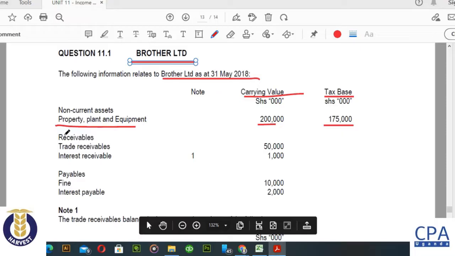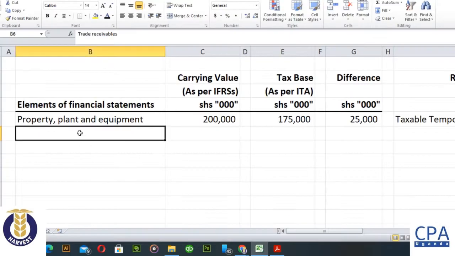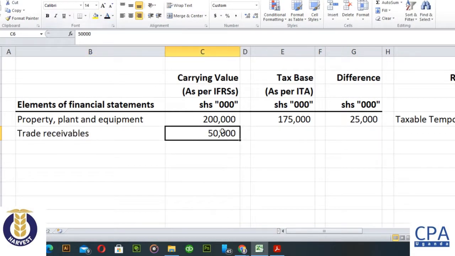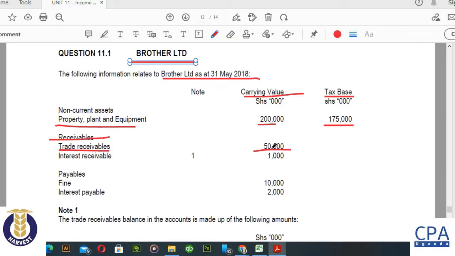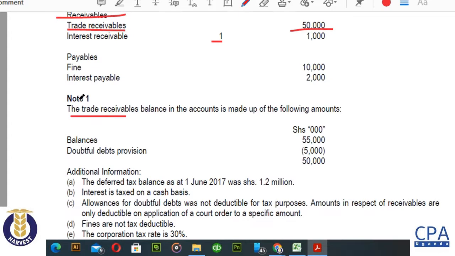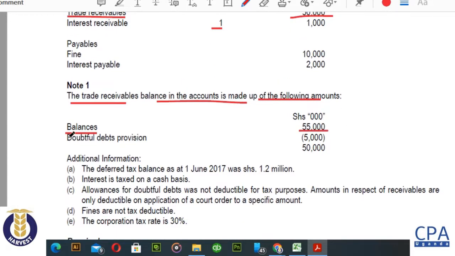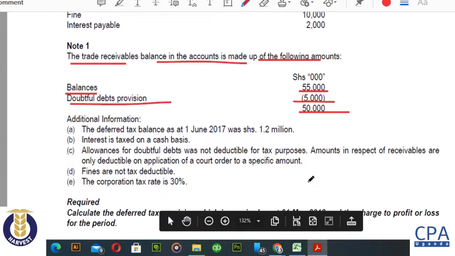Next on our question, our next item is coming from receivables. So we have trade receivables of 50,000 in carrying value. So I bring the trade receivables, that's the 50,000. Now for the case of the tax base, we are given a note. We are told in note number 1 that the trade receivables balance in the accounts is made up of the following amounts. We are given the balance of 55,000, and then we see that the accountant has deducted a doubtful debts provision of 5 million, and that gives us the carrying value that is indicated here of 50,000.